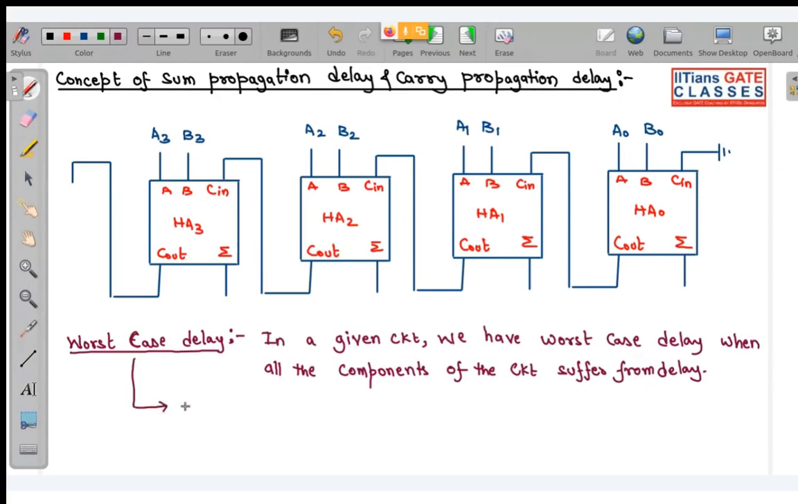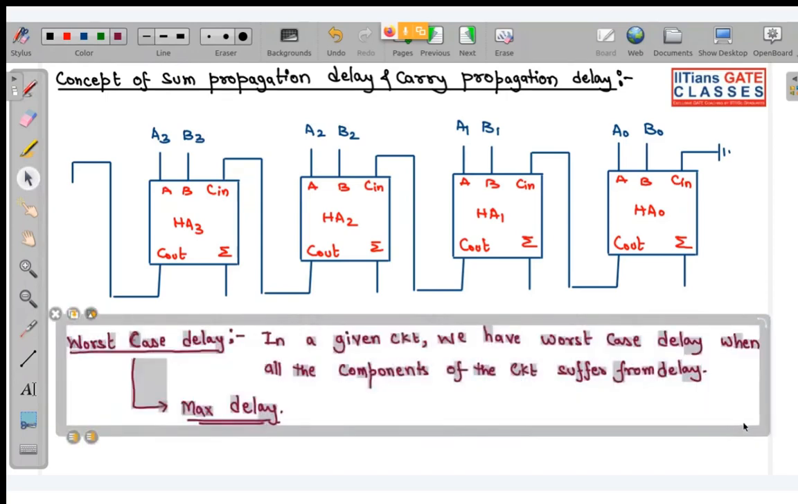So worst case delay means maximum delay. When can we get maximum delay in a circuit? When all the components are suffering from delay, or you can say all the components have transitions in the output, so they are suffering from delay. So tell me, have you understood the concept of worst case delay? And if you have any doubt, you can ask.